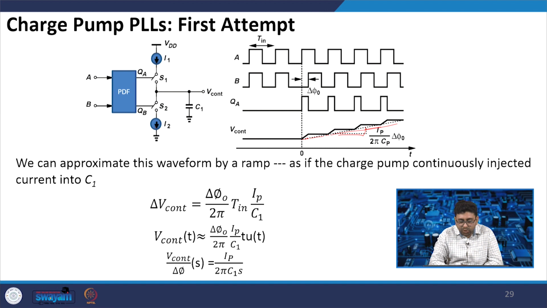This is how the V control is increasing, and that can be considered as a ramp, and its slope is given by Ip/2π into Cp into Δφ. So, the change in V control, ΔVcontrol, is given by Δφ/2π times T times Ip/C1. If we write it with respect to time, Vcontrol(t) equals Δφ/2π times Ip/C1 times t times u(t), because its slope is also changing with time. So, t into u(t). So, Vcontrol/Δφ(s) equals Ip/2π times C1 s.